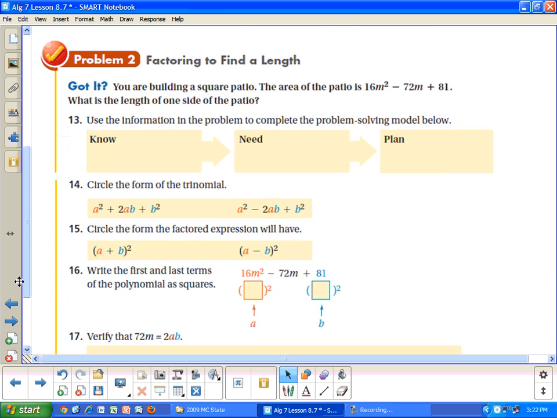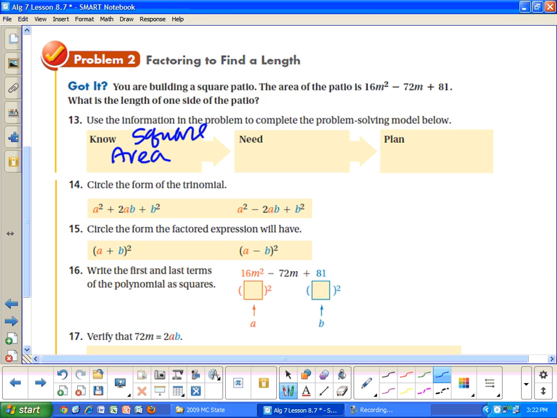Go ahead, you can try that. I'll help you with the plan here first. You know the area. In this case, you're building a square patio, and you know it's a square. What you need to find is the length of one side.